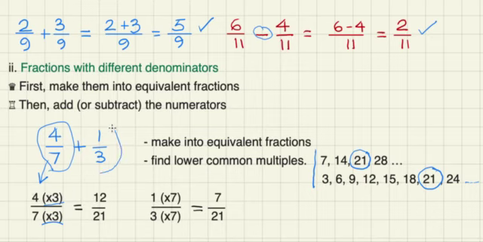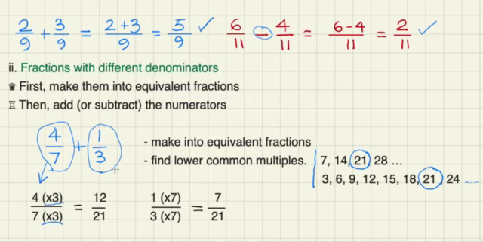And then similarly with the third, we have to multiply the 3 to get 21. How many times do we have to multiply 3 to get 21? Well, we can count them here. 1, 2, 3, 4, 5, 6, 7. So that's 7. Whatever you do to the denominator, you do to the numerator. So 3 times 7 is 21. And 1 times 7 is 7.